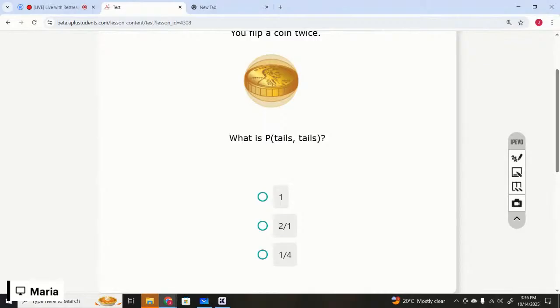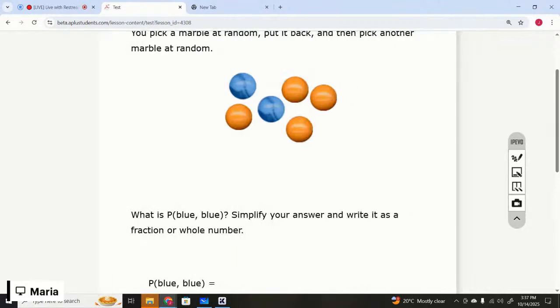What is the probability of tail and tail? That is 1 by 4. Option number 4 is the correct option.